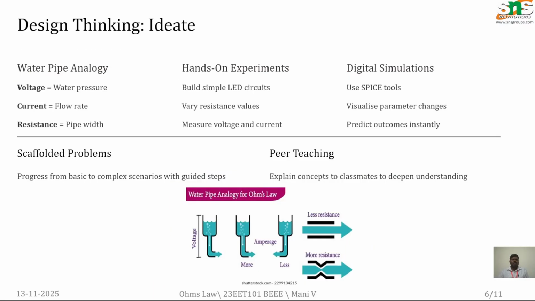While doing the ideate stage, we can take the water pipe as the analogy. We already discussed that voltage gives the pressure, potential, or force, current represents the flow rate of water, and resistance is the width of the pipe. If the width is reduced, the flow of water is reduced. Here you can see this image. With less resistance, the water can flow easily. If you have more resistance, there will be an obstacle while the water passes, so the flow of water gets disturbed.